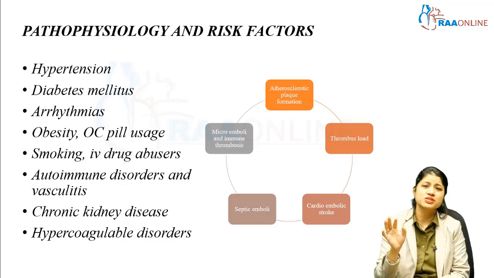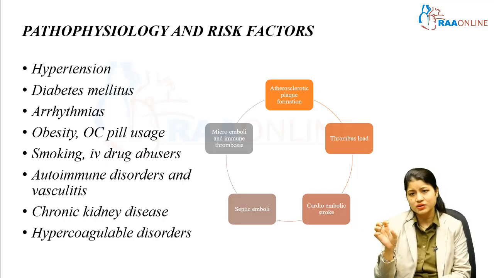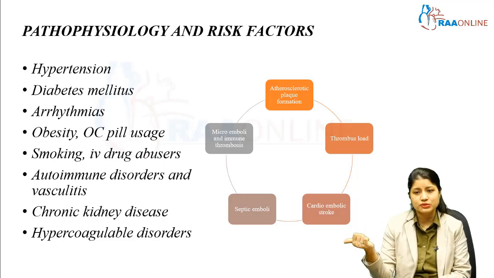So what is the pathophysiology of the stroke? It is the formation of an atherosclerotic plaque. Once there is an atherosclerotic plaque formation, it results in formation of thrombus load, which further hampers the blood supply distal to the thrombus.